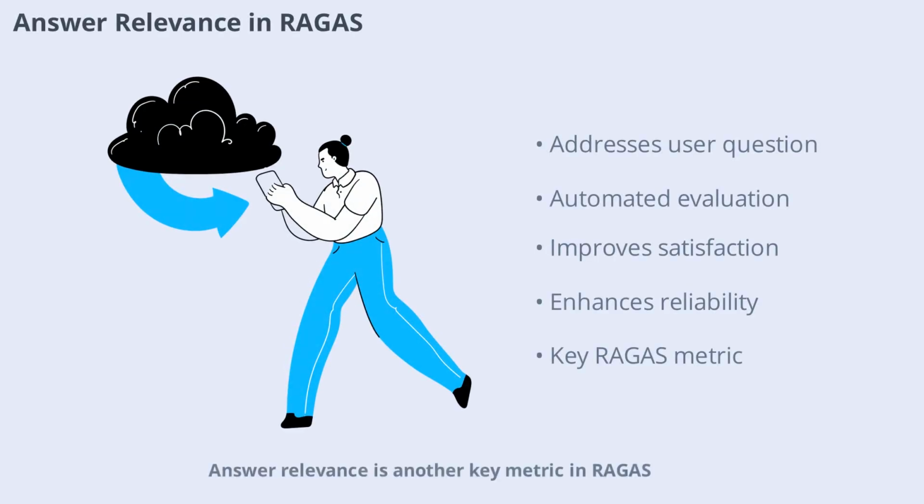Answer relevance is another key metric in RAGAS, measuring whether the LLM's response actually addresses the user's initial question. Automated evaluation ensures responses are not only accurate but also relevant, improving user satisfaction and system reliability.